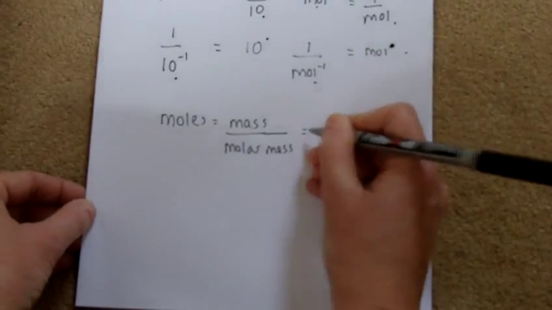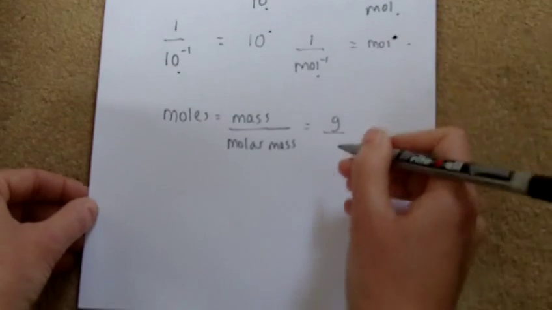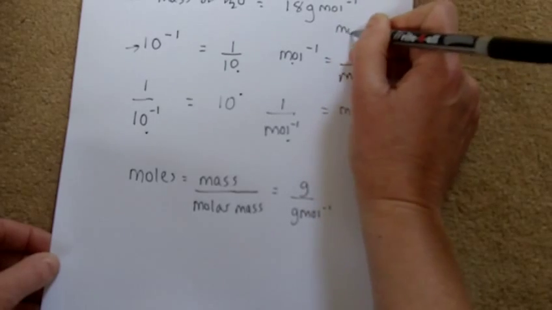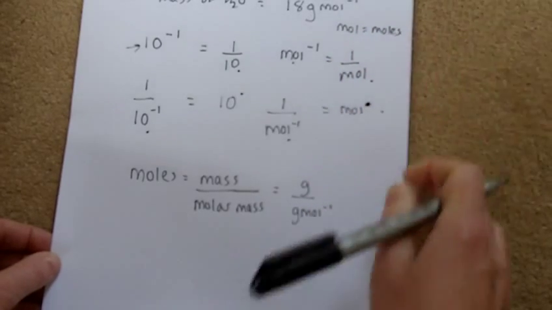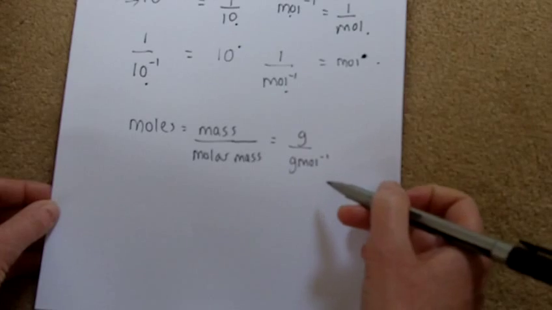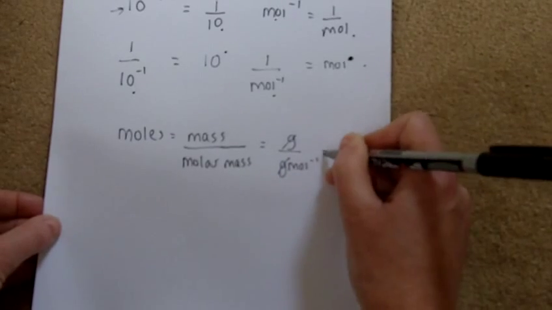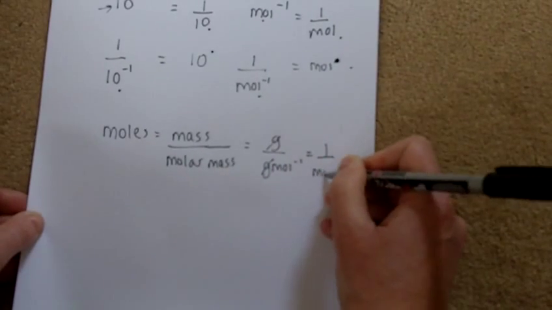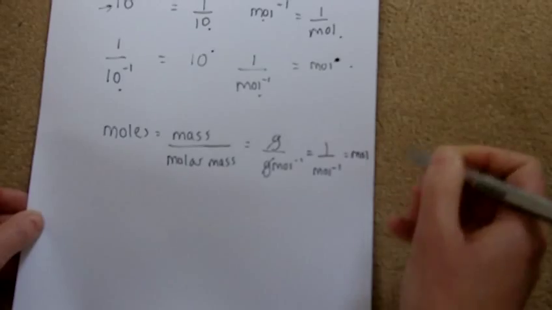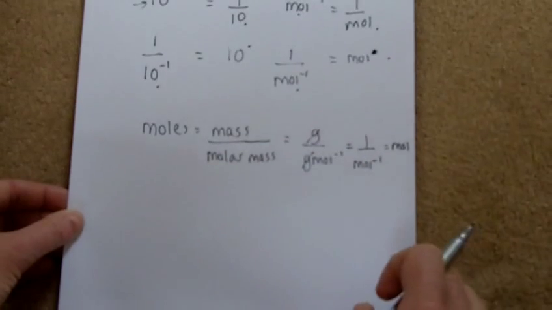Now if we put the units in here, the units of mass are grams, the units of molar mass are grams per mole. Sorry, I forgot to say that mol is just a shorthand for moles. So molar mass is grams per mole, and you can see on the top and the bottom you can cancel out the grams, so you're left with 1 over mole to the -1, and then 1 over mole to the -1 is just mole. So moles equals moles. So that works out.